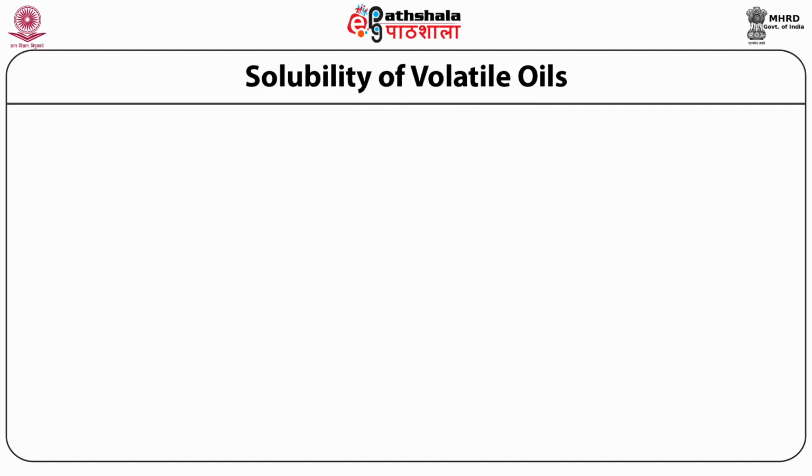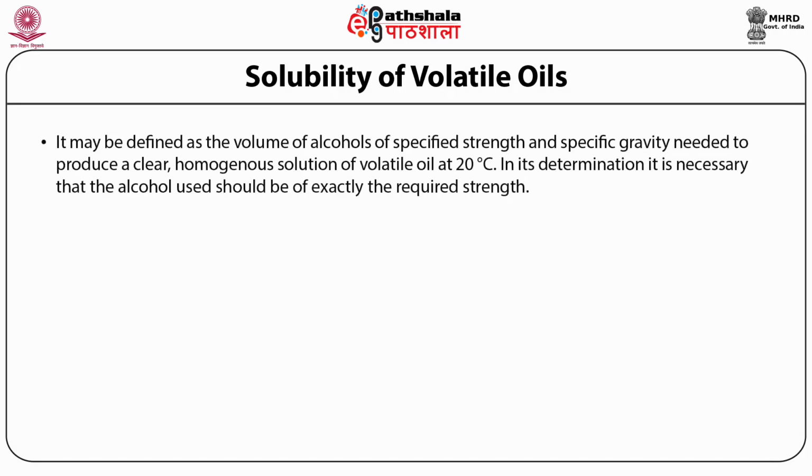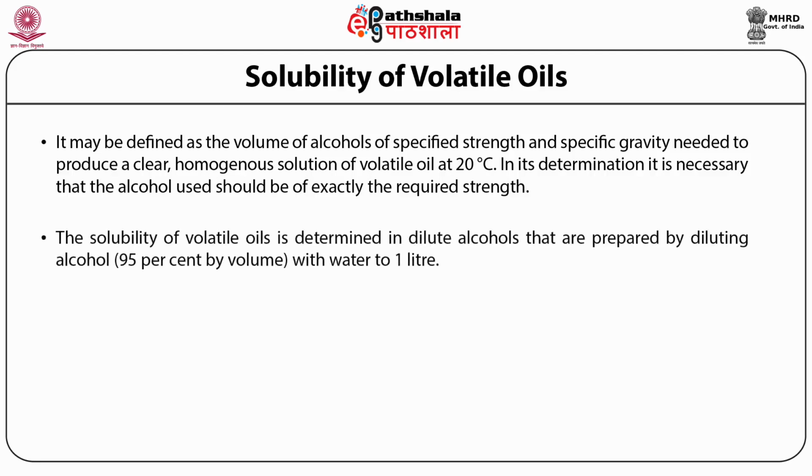Another important feature of the analysis of volatile oils is their solubility. It may be defined as the volume of alcohol of the specified strength and specific gravity needed to produce a clear homogeneous solution of volatile oil at 20 degrees Celsius. In its determination, it is necessary that the alcohol used should be of exactly the specified strength. The solubility of volatile oils is determined in dilute alcohols that are prepared by diluting alcohol 95% by volume with water to 1 liter.